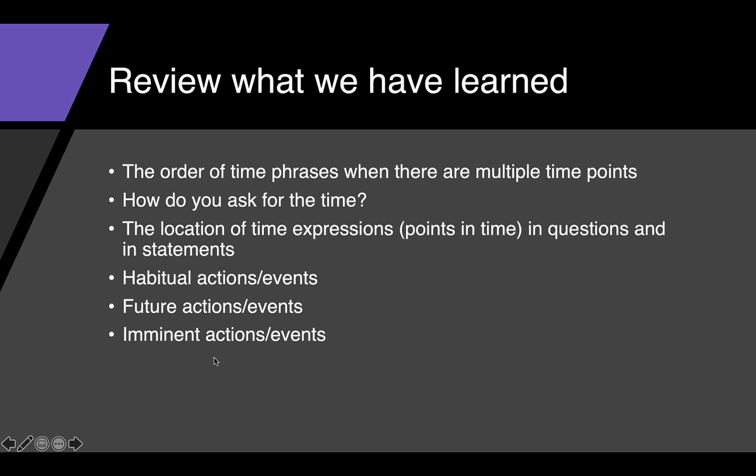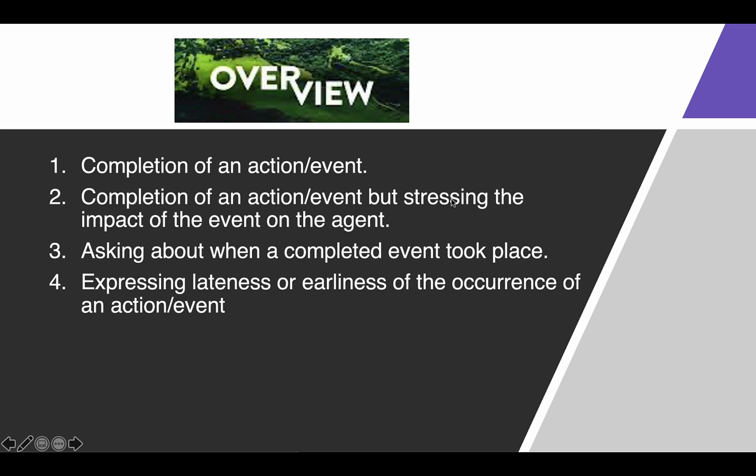And then imminent action, we use 快什么什么了 or 要什么什么了 or 快要什么什么了. For example, 寒假快要到了. The winter break is around the corner. 快要到了.